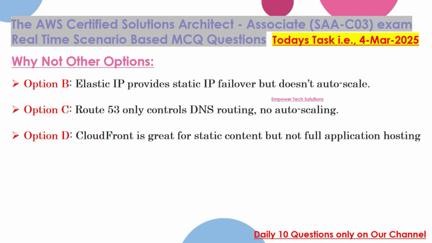Option B, Elastic IP provides static IP failover but doesn't auto-scale. Option C, Route 53 only controls DNS routing, no auto-scaling. Option D, CloudFront is great for static content but not full application hosting.